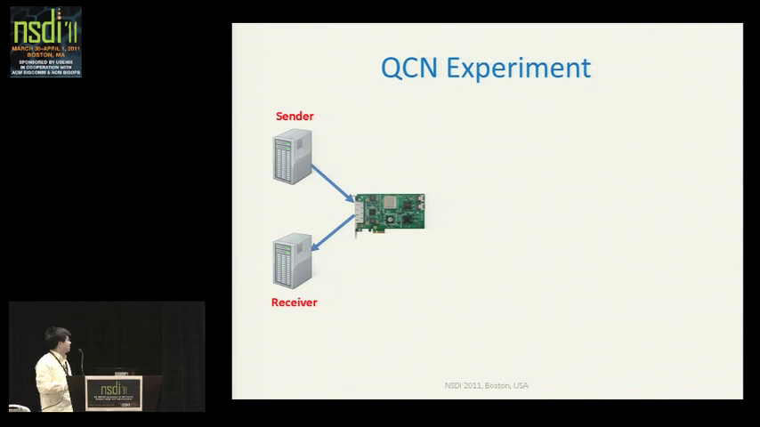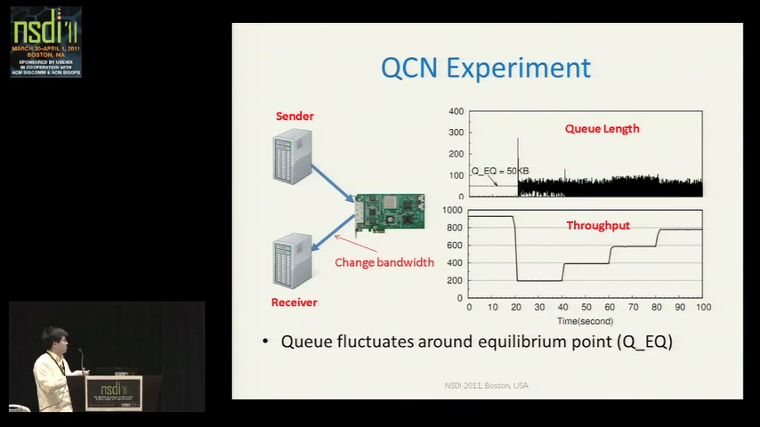This is our experiment. We connect a sender and a receiver to our ServerSwitch card. The sender sends UDP packets as fast as possible, and we change the bandwidth on the link to the receiver to create congestion. So then the sender will adapt to the congestion and slow down its rate. And this is our experiment result. At first, the bandwidth to the receiver is 1G.